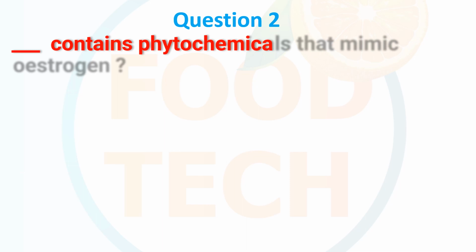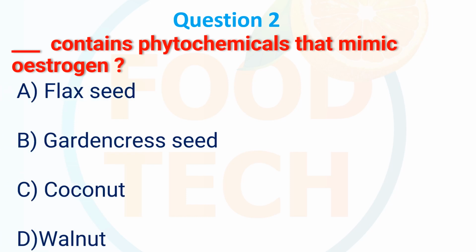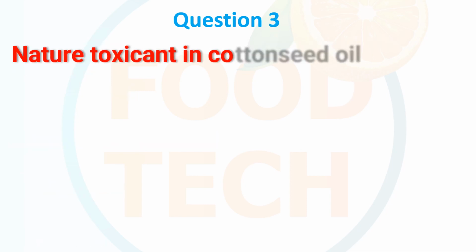Which of these contains phytochemicals that mimic progesterone? A. Flaxseed. B. Garden cress seed. C. Coconut. D. Walnut. The answer is B. Garden cress seed.